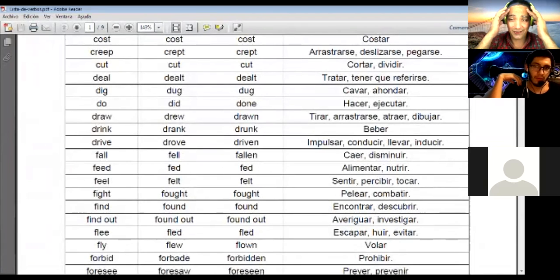The headache of learning English is the verbs in past and past participle, which we will talk about later, okay?